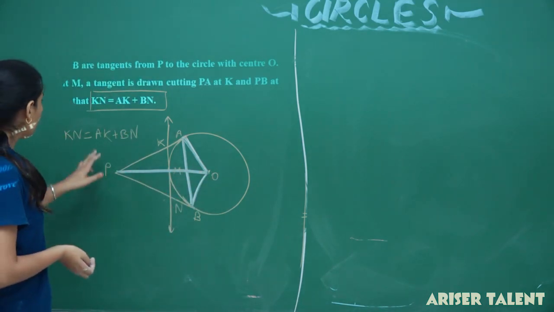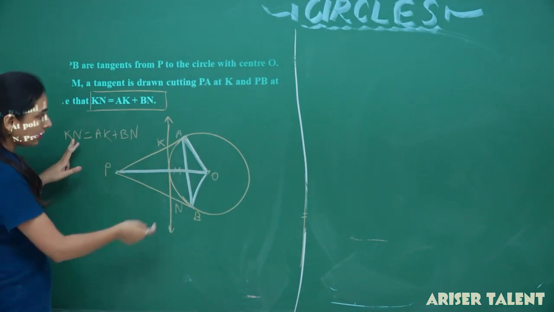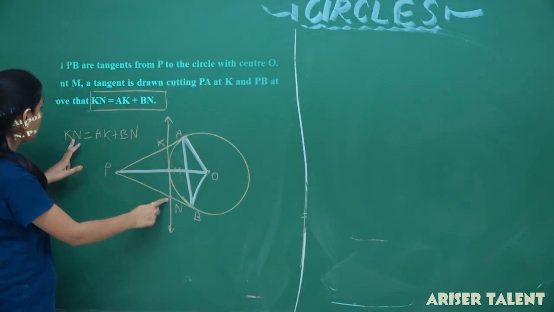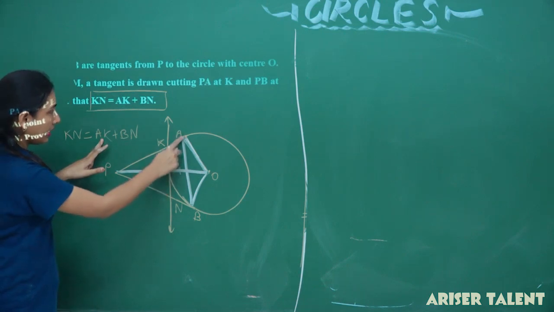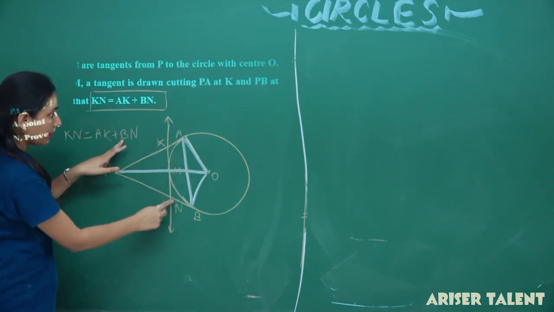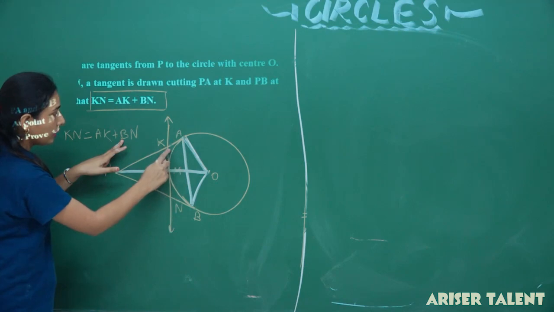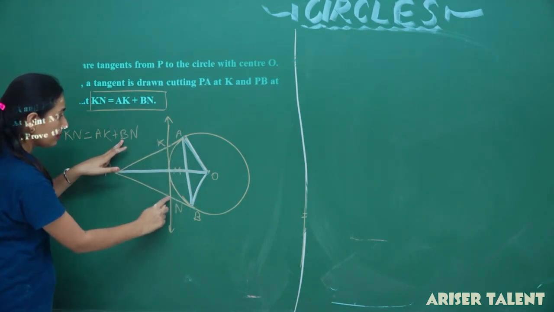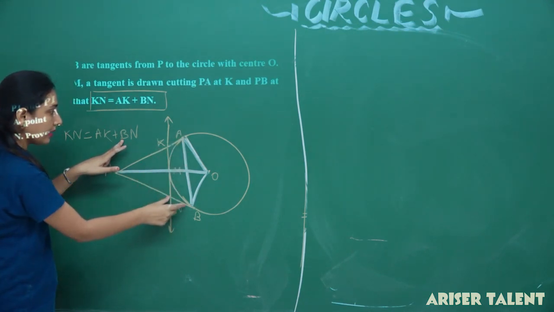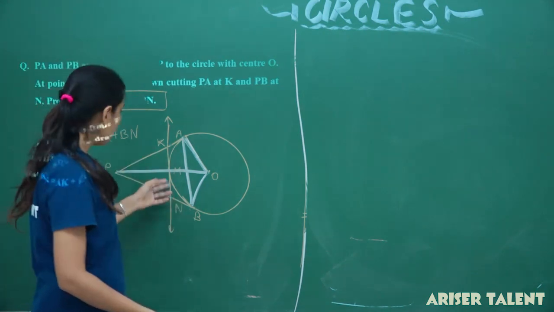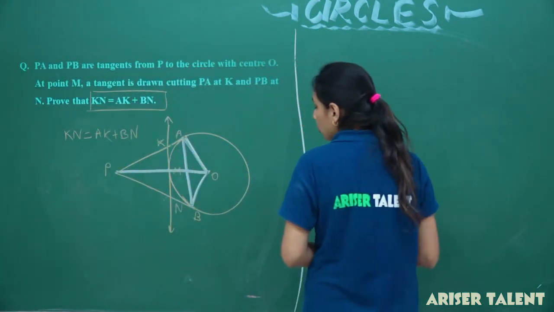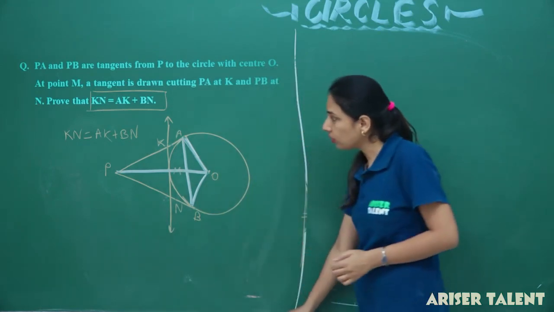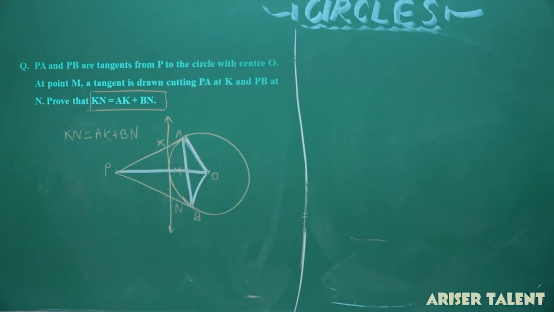Now in order to prove that this KN is equal to AK plus BN, where AK is this and BN is this, I have to tell you that this particular length is equal to this length and this length, right? And you can say that there is some symmetry in this. So we can use that symmetry also. Okay, students, so note this diagram.